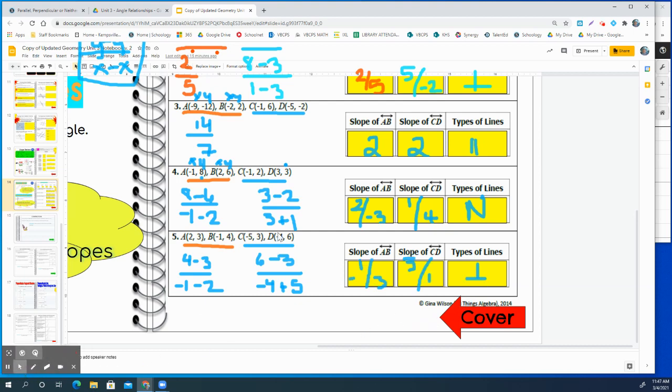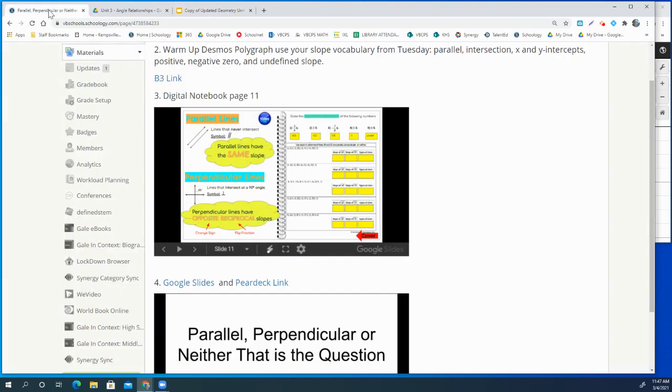Those are our notes for today. So now it's time for a little bit of practice. And honestly, there's a little bit more notes in this too.